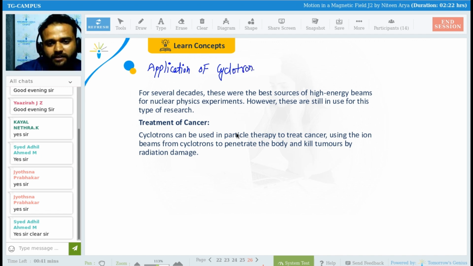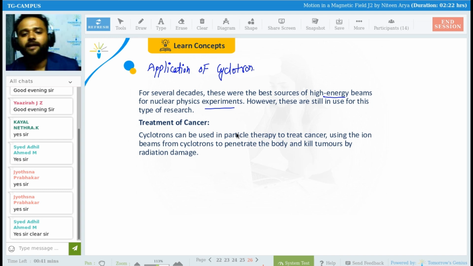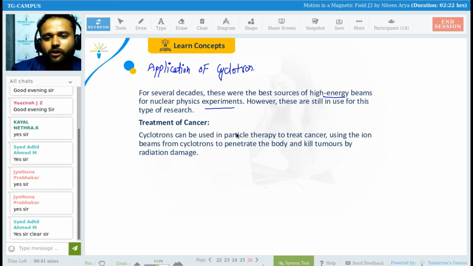For several decades, these were the best sources of high energy beams for nuclear physics experiments. I mean, we use cyclotron in nuclear physics experiments. However, these are still in use for this type of research. Treatment for cancer, the most important one: cyclotrons can be used in particle therapy to treat cancer.